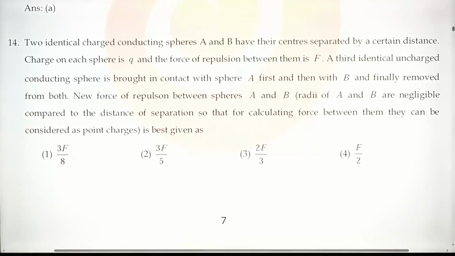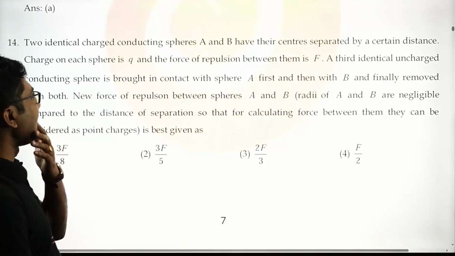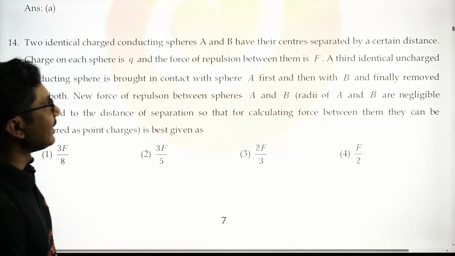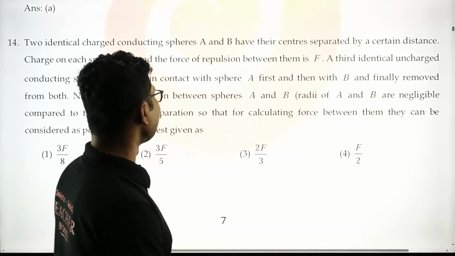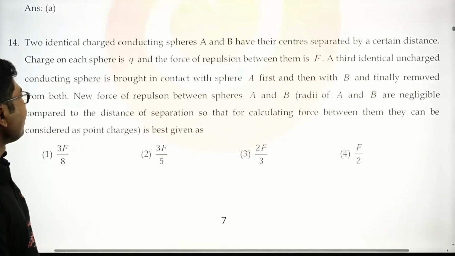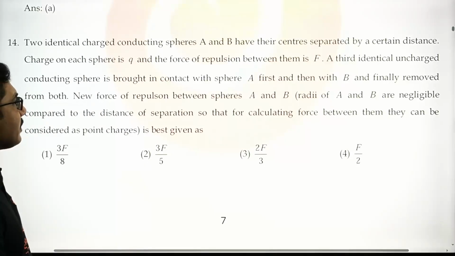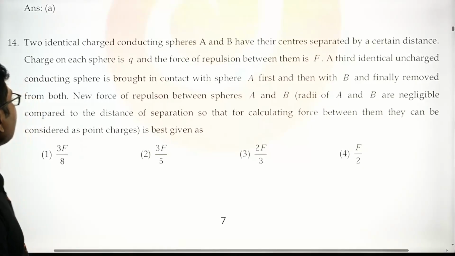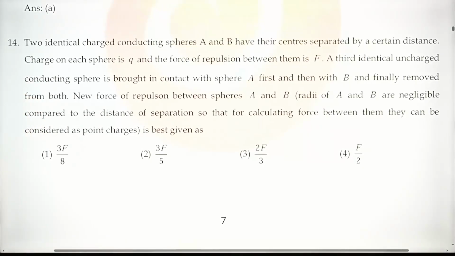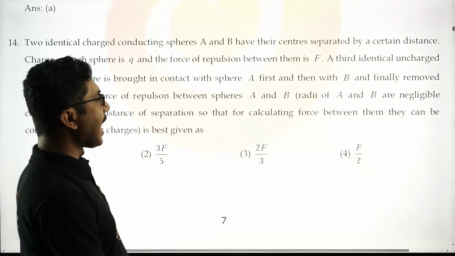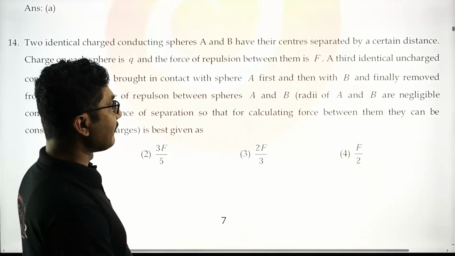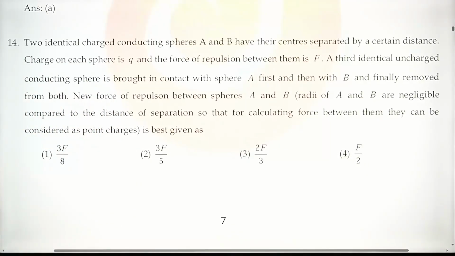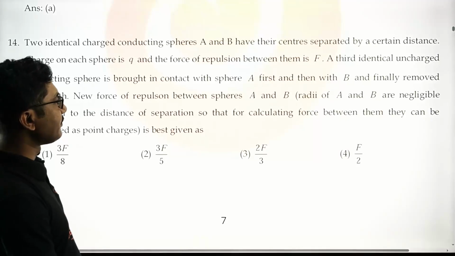Two identical charged conducting spheres A and B have their centers separated by a certain distance. Charge on each of the spheres is Q and the force of repulsion between them is F. A third identical uncharged conducting sphere is brought in contact with sphere A first and then with B and finally removed from both. What is the new force of repulsion between the spheres A and B?